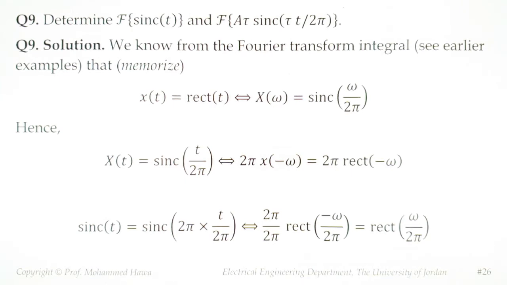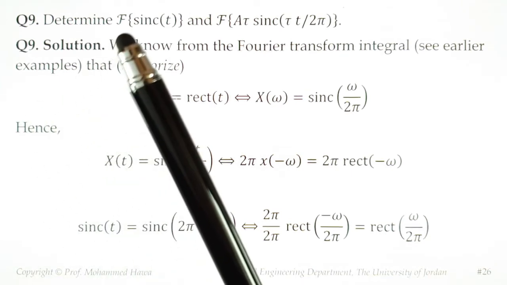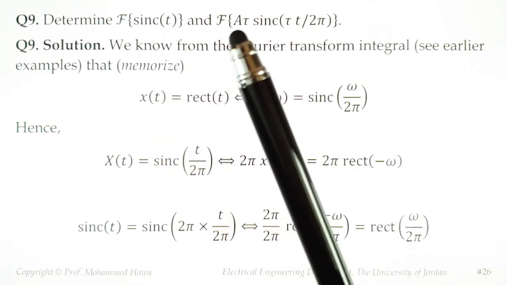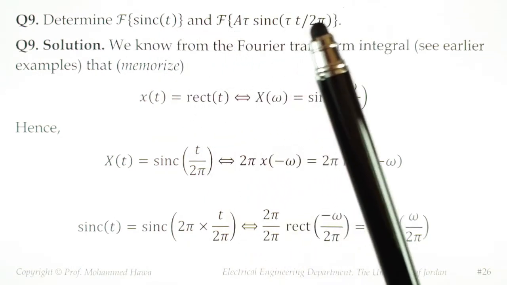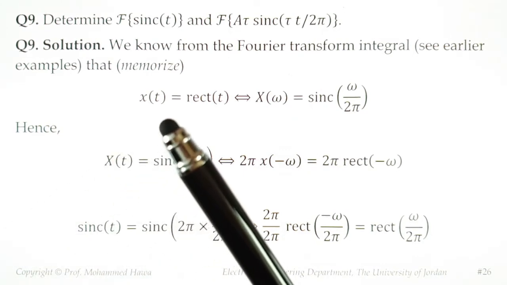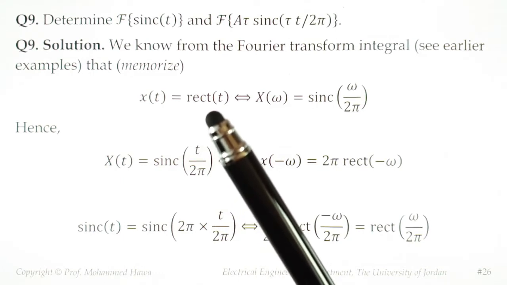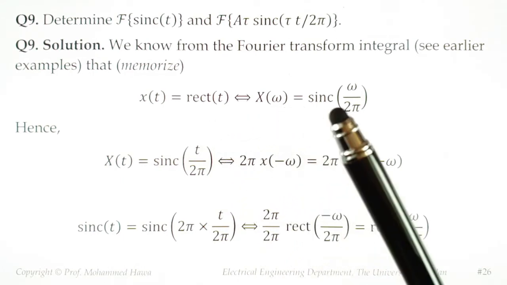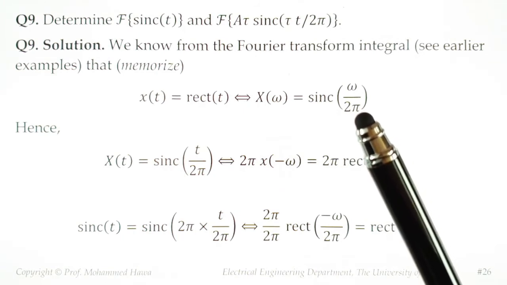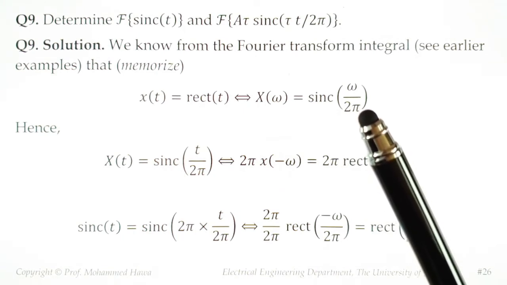Like, for example, I say find the Fourier transform of sinc of t, and then find the Fourier transform of a tau sinc tau t over 2 pi. We know from our earlier examples that the Fourier transform of x of t equal rect of t gives me capital X of omega equal sinc omega over 2 pi. I think you should memorize this result by now. It's a very important basic result.